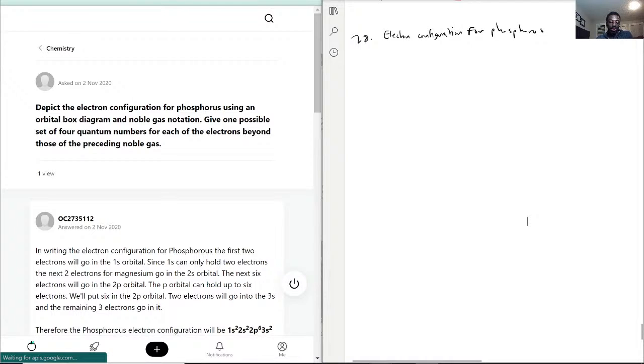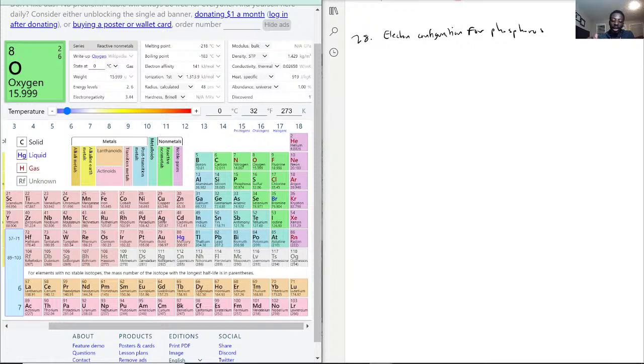So let's actually go over to the periodic table. Noble gas notation means that we start at the noble gas. We want phosphorus, so let's start here. Neon is a noble gas right before phosphorus. So that's how that works.